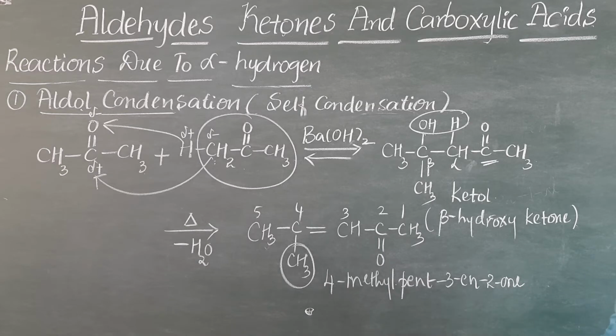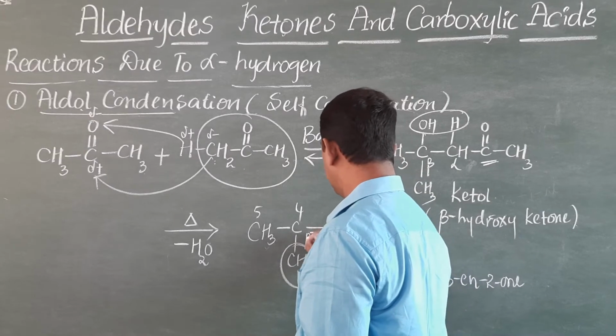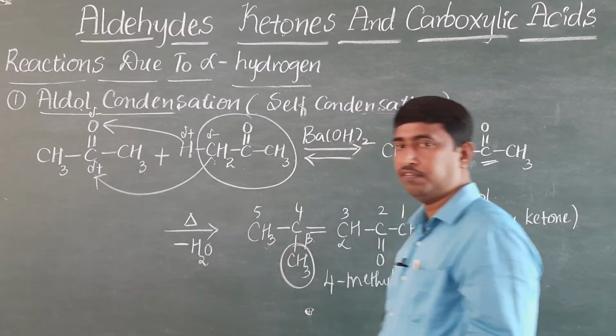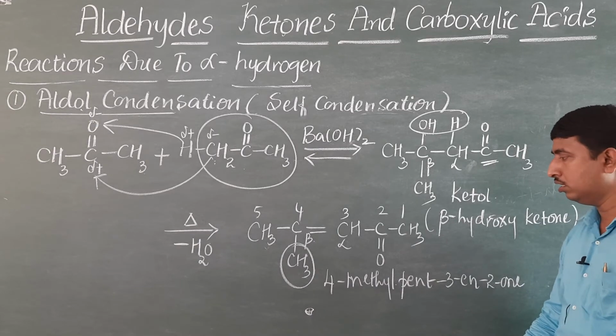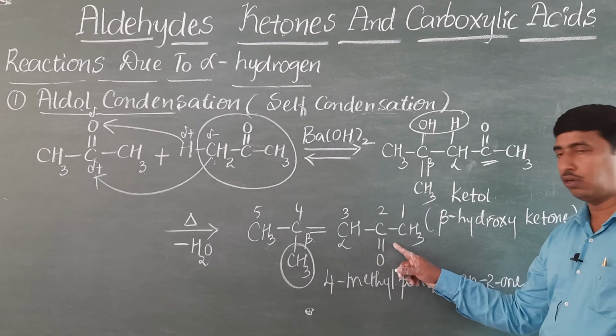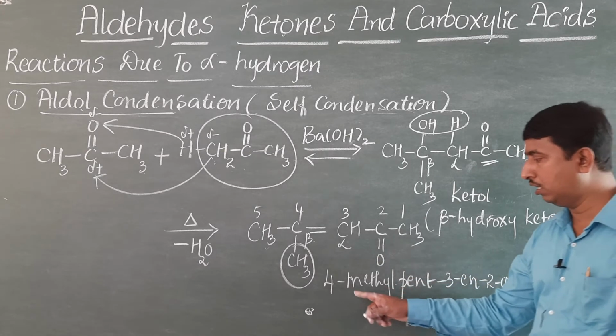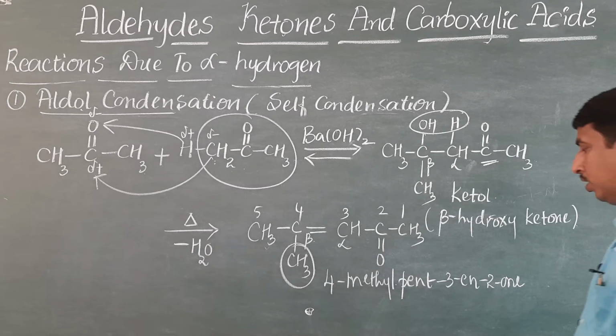That is the final product, or this is alpha, beta. This is alpha, this is beta. Between these two carbons, alpha and beta carbon, there is a double bond, or there is an unsaturation. So this is an alpha, beta unsaturated carbonyl compound, or specifically 4-methylpent-3-en-2-one.